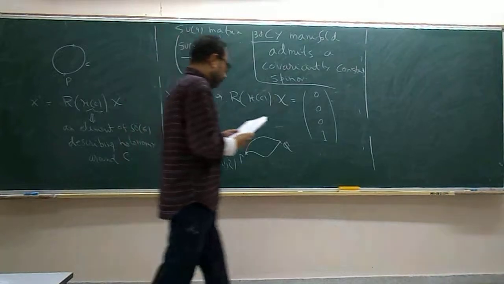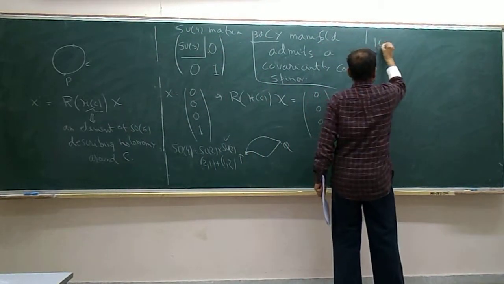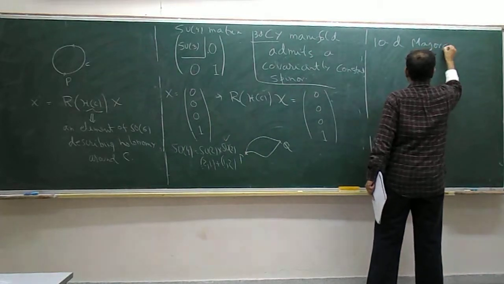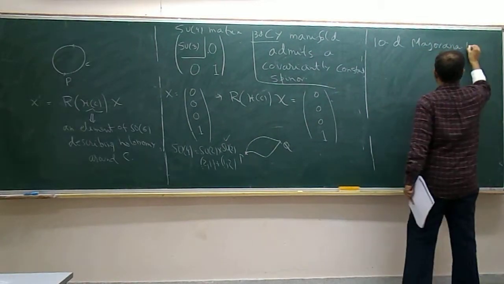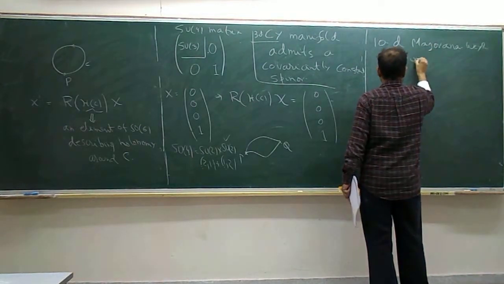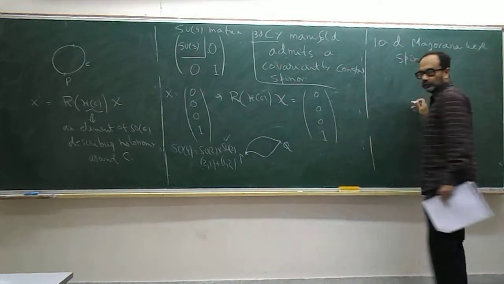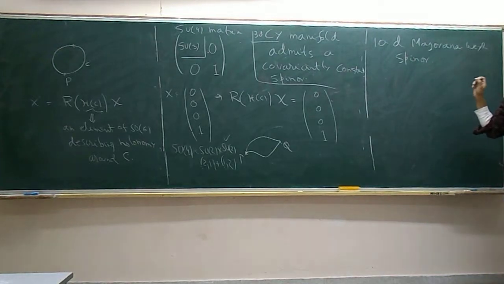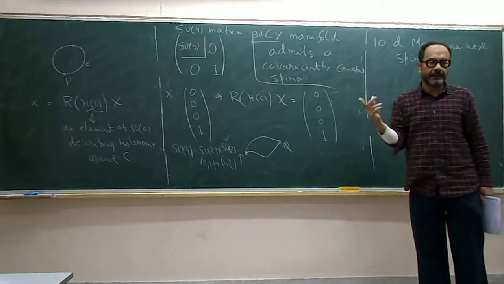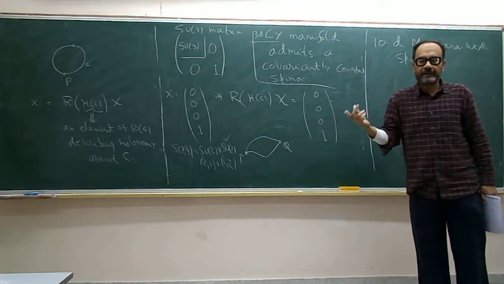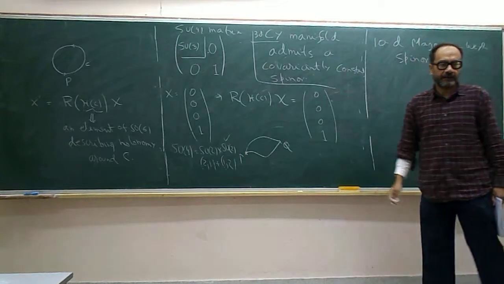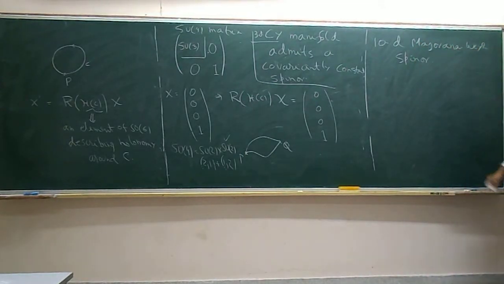Suppose you take a 10-dimensional Majorana-Weyl spinor. These are the basic objects which generate supersymmetry transformations. For heterotic, you only have one such spinor. For type II, you have two such spinors, one left-handed, the other right-handed. Let's take one of them.